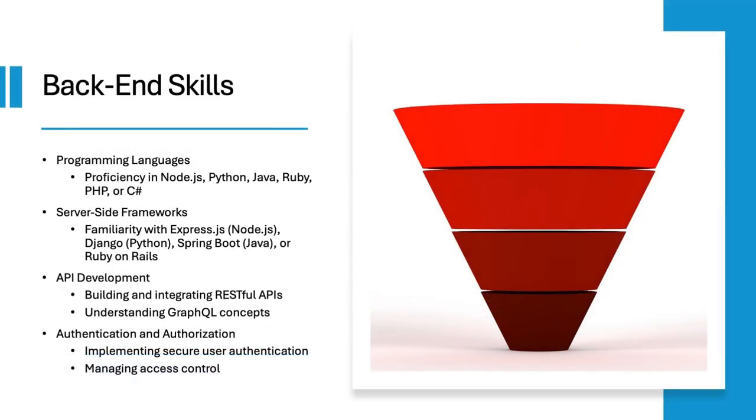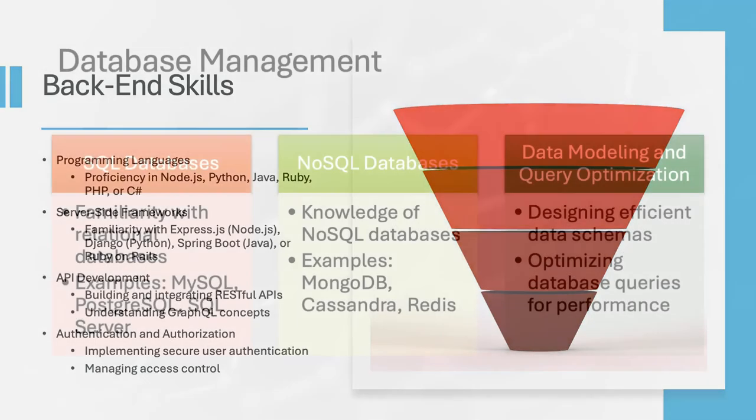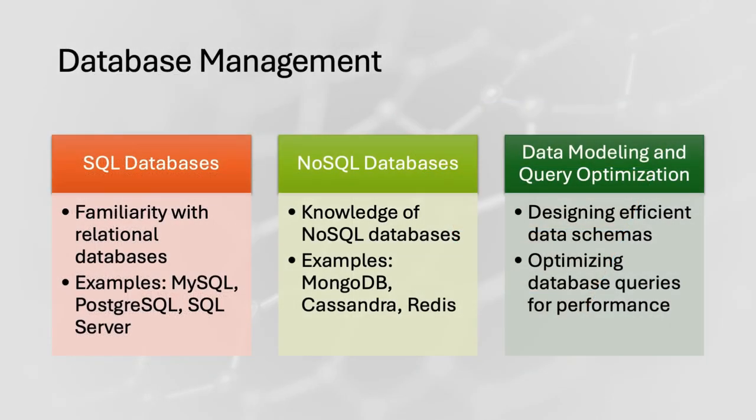Key backend skills include proficiency in programming languages like Node.js and Python, familiarity with server-side frameworks such as Django, expertise in API development, and secure user authentication and authorization. Here are some common database management systems, including SQL databases like MySQL and PostgreSQL, NoSQL databases such as MongoDB and Cassandra, and skills in data modeling and query optimization.